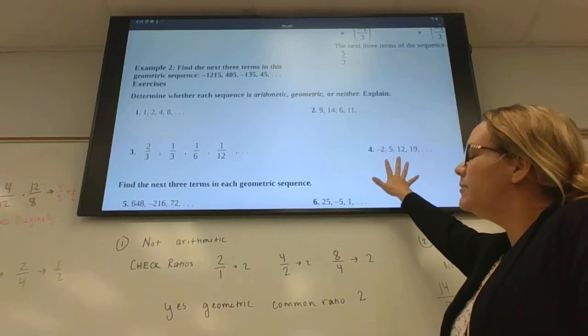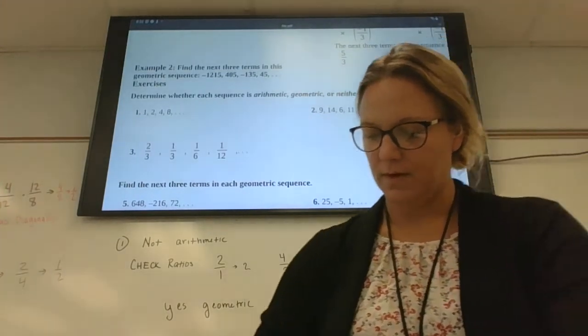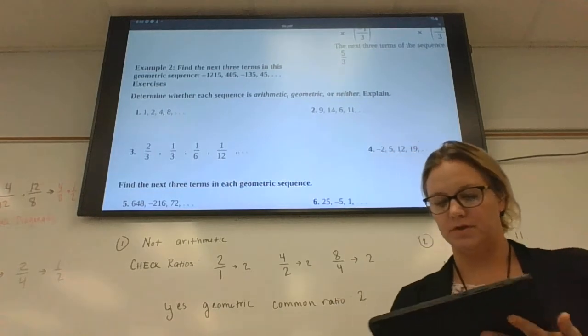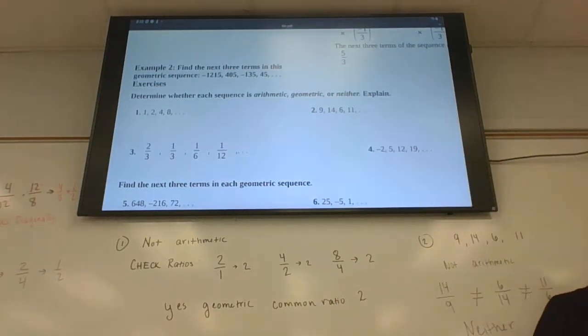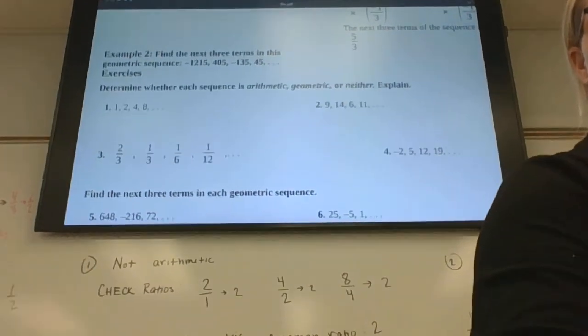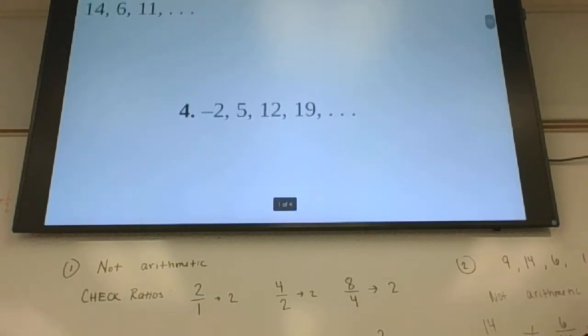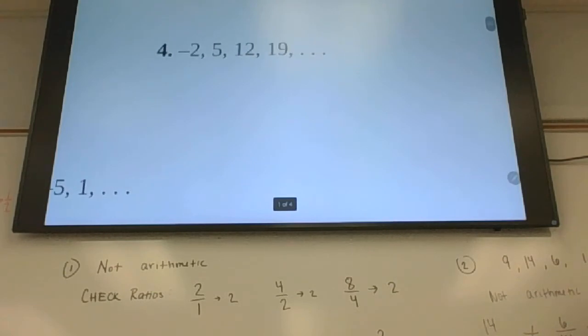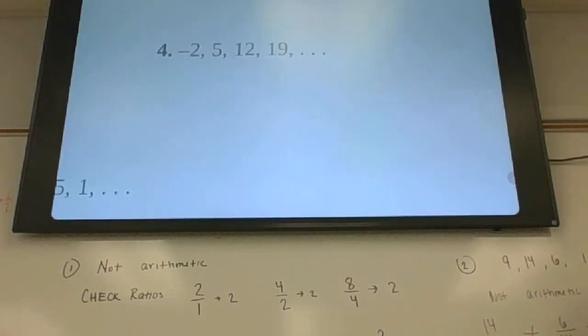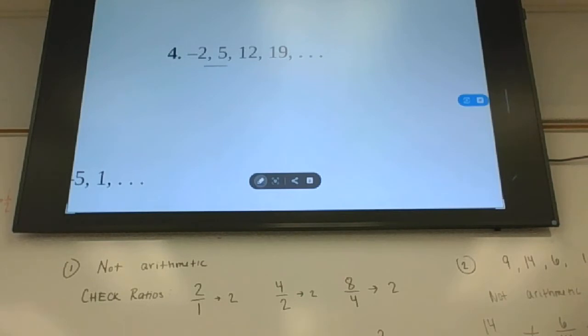Okay, number 4. I'm going to do this one up here on the screen. So what are we going to do to determine, well, let's test and see if it's arithmetic. This is +7, +7, and +7. So this is an arithmetic sequence.